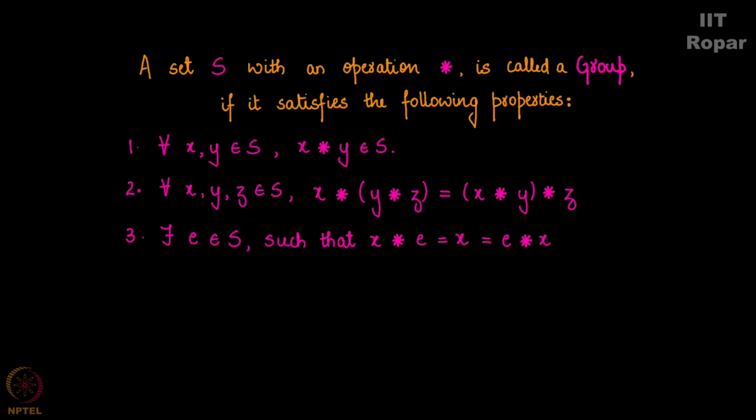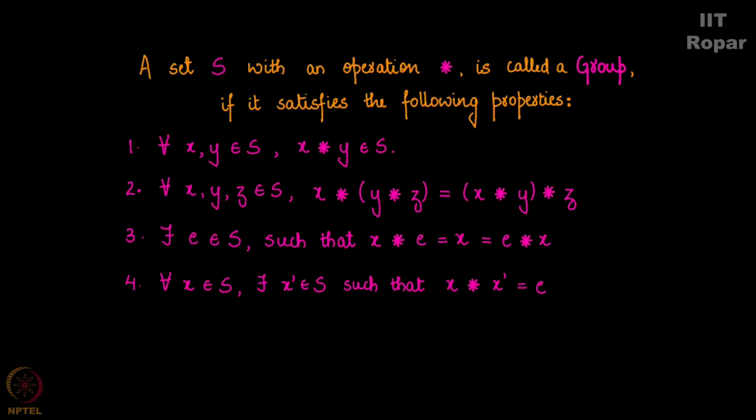Okay. Fourth property. What was it? Let us try to translate it. For every chemical, there is another chemical X dash, so that X when mixed with X dash gives me the universal chemical E, right? So that translated looks something like this. For every X in S, there exists an X dash in S such that X star X dash is my E from the previous property.